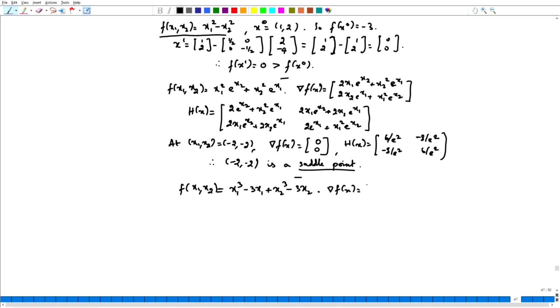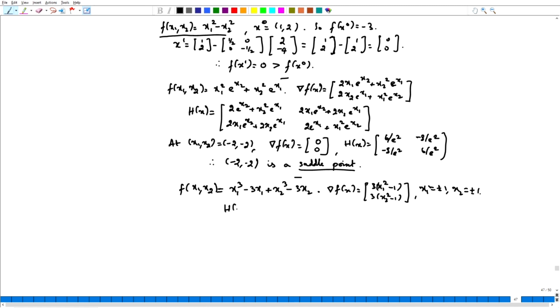So, del f of x is 3 into x1 squared minus 1 and 3 into x2 squared minus 1. So, 4 critical points, x1 equal to plus or minus 1 and x2 equal to plus or minus 1. So, 1 1, 1 minus 1, minus 1 1 and minus 1 minus 1. So, you have 4 critical points for this particular problem.